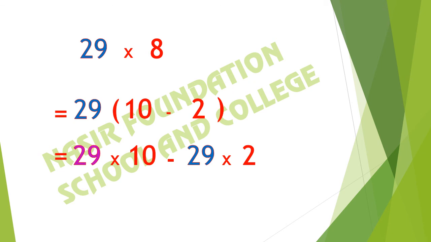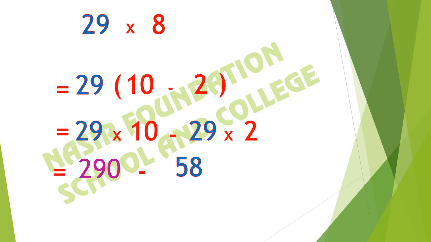If we multiply 29 and 10, we get 290. Now we will place subtraction symbol. And we are multiplying 29 into 2 and we will get 58. From 290 we have to subtract 58. If we subtract 58 from 290 we get 232.